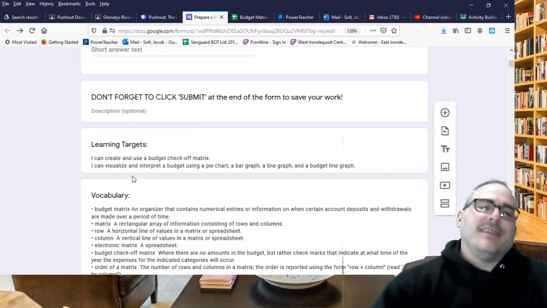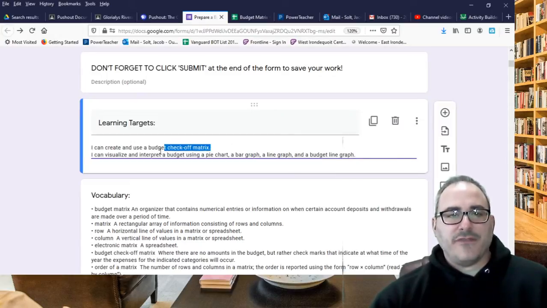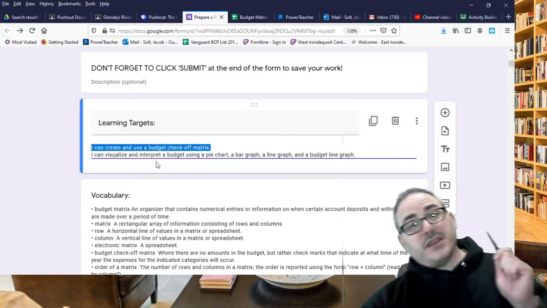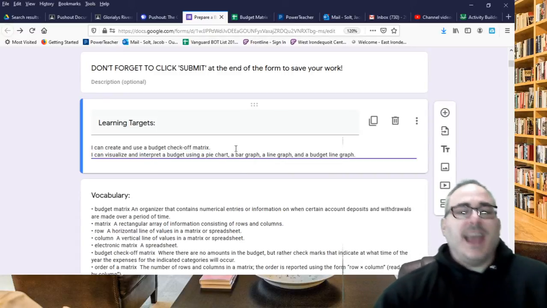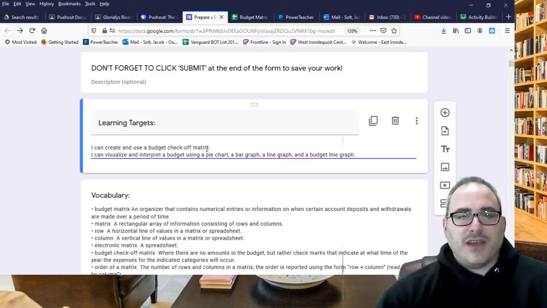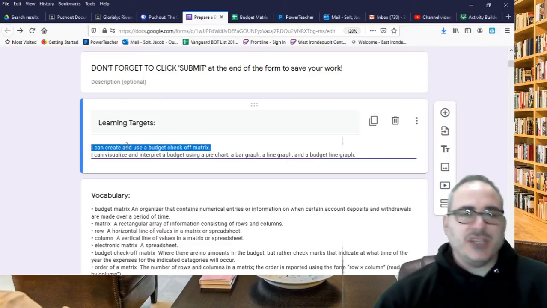So anyway, learning target. I can create and use a budget checkoff matrix. You're actually going to create and use more than just a budget checkoff matrix. You're going to use all sorts of electronic matrices and all sorts of stuff like that. But I have one learning target here. You should be able to say, I can create and use a budget checkoff matrix.